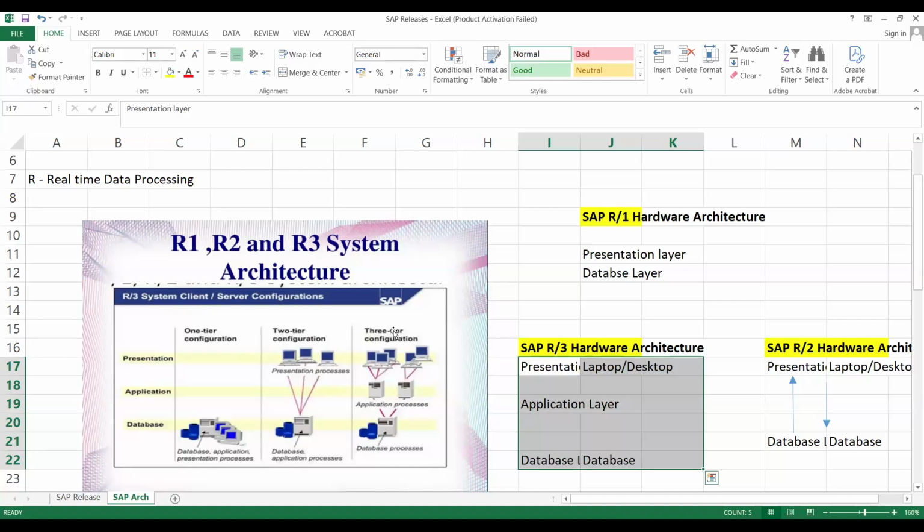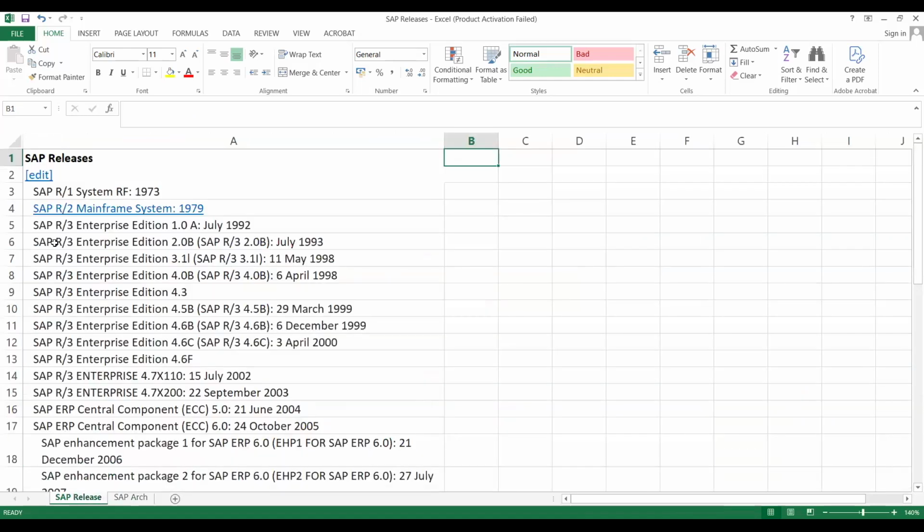Okay, so these are the R1, R2 and R3 system architectures. Is there any doubt about this R1, R2, R3? Anyone, if you have any questions, you can ask. So you are now comfortable, or getting more familiar with R1, R2, R3? Is it okay?